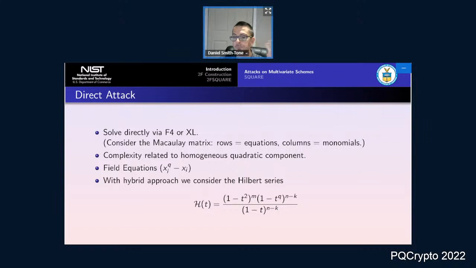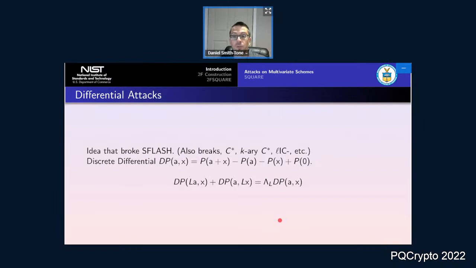Okay. An attack that has broken a big family of multivariate crypto systems would be a differential attack. The idea for these attacks is that the rank is so low for these schemes that there are symmetries related to linear maps embedded in the input. And you can see that with the differential. Somehow applying a linear map to inputs filters through to a linear map on the output. And it can be simpler than this as well. This is the form that broke, for example, SFlash and these other schemes. But it could be simpler, where just applying a linear map on one input filters to a linear map on the output.